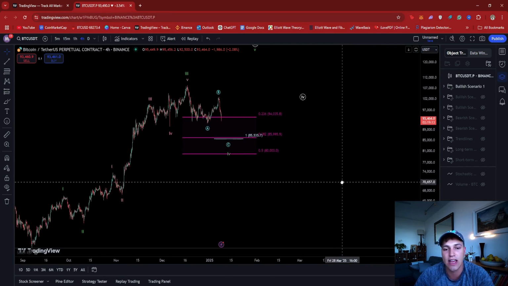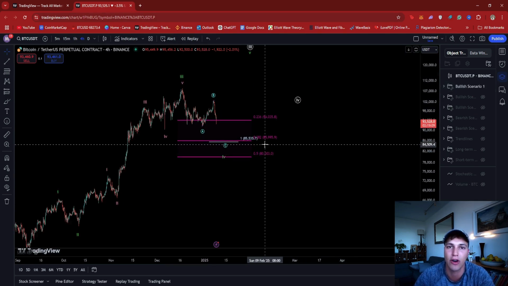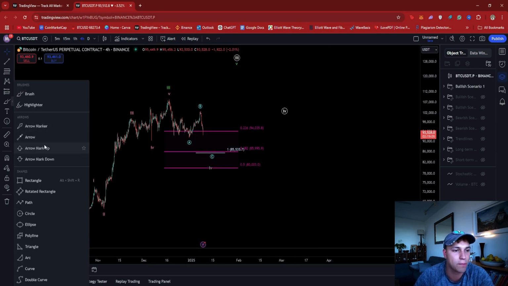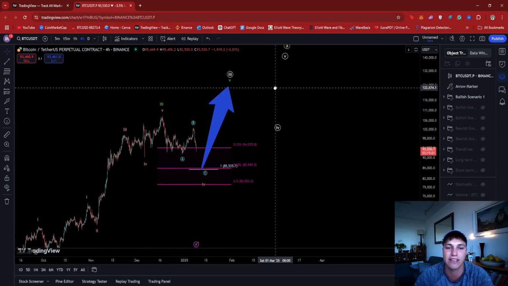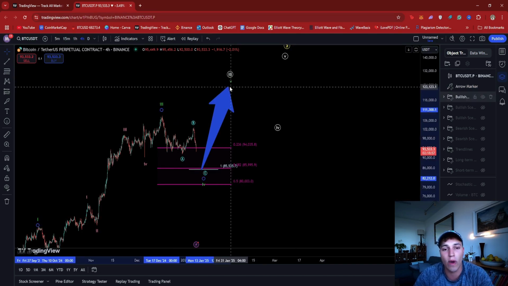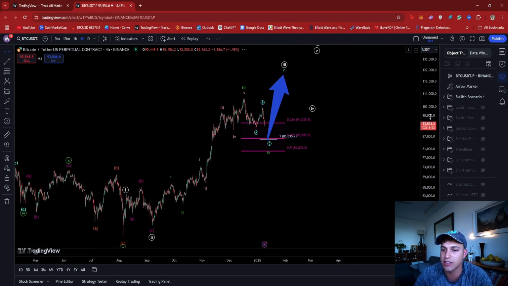The 4-hour time frame trade for today is this trade off the 1-to-1 at $85,535. Longing from here could put you at quite a nice move, targeting around the $120,000 move here for this wave 3 to finish, this white wave 3. So that is my 4-hour trade.